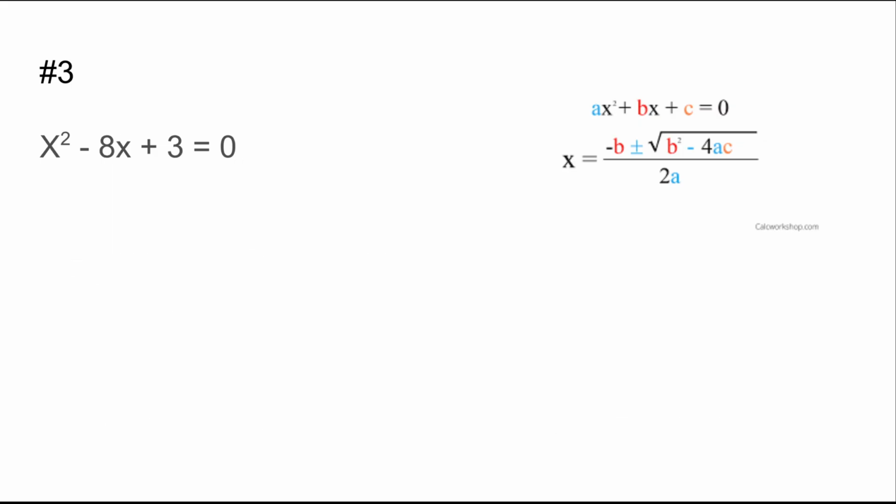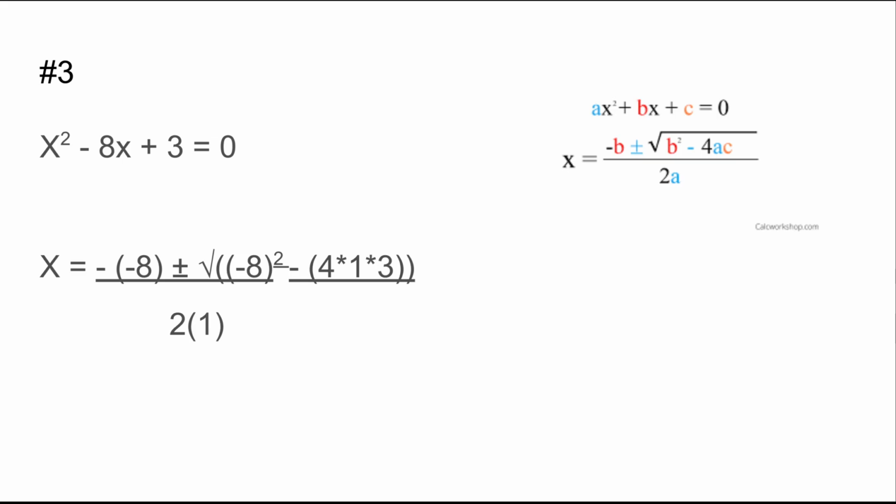Number 3. It's already equaling 0, so we can plug it into our quadratic equation. So the opposite of negative 8, so negative 8 plus the square root of negative 8 squared minus 4 times 1 times 3, enter, divided by 2, x equals 7.61.